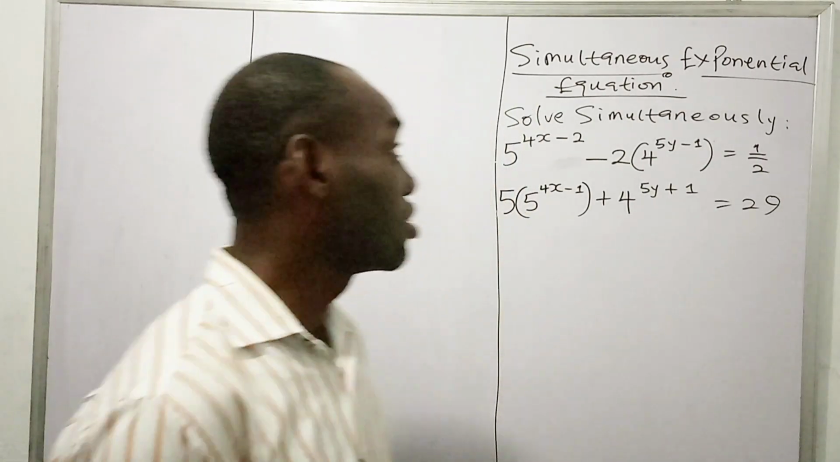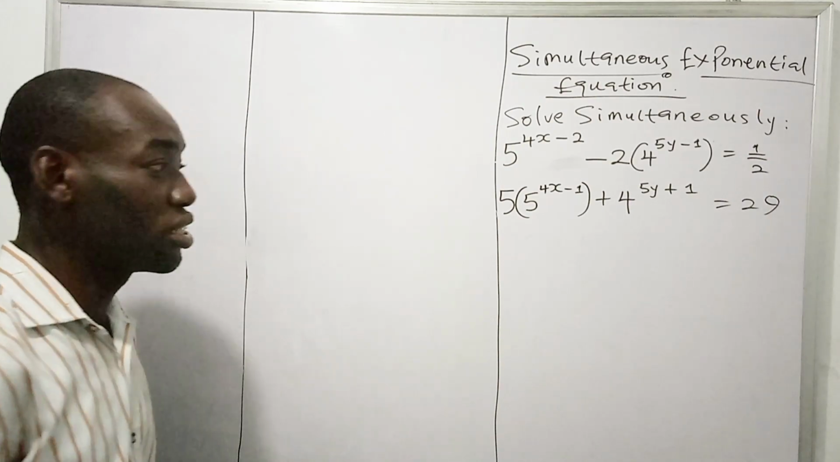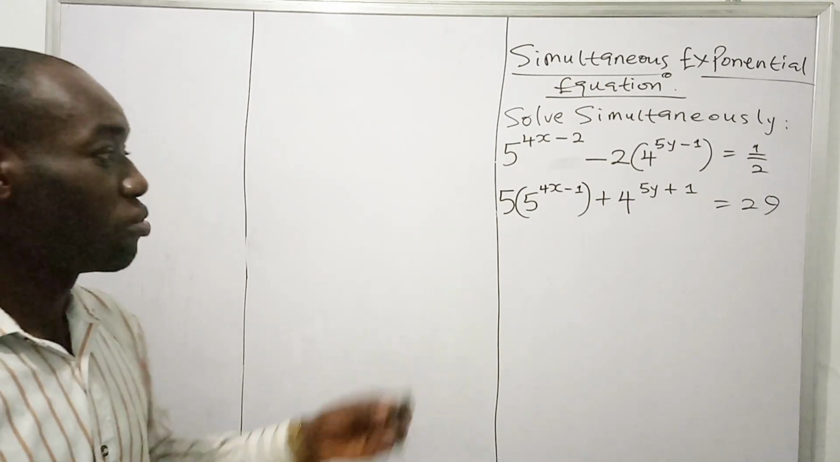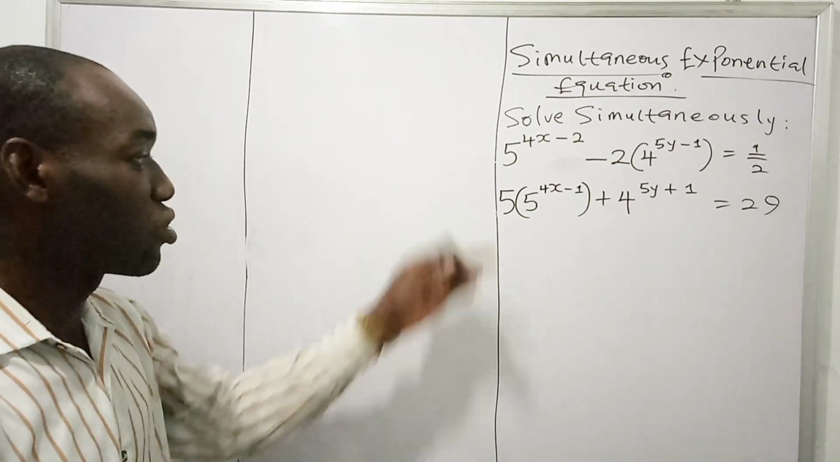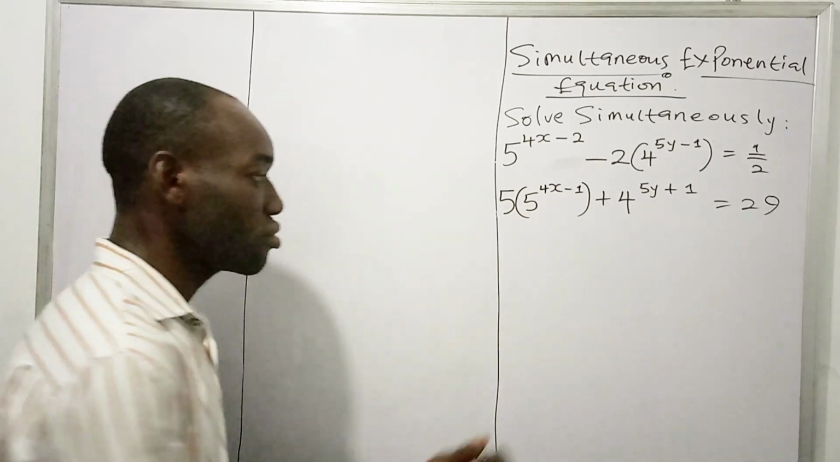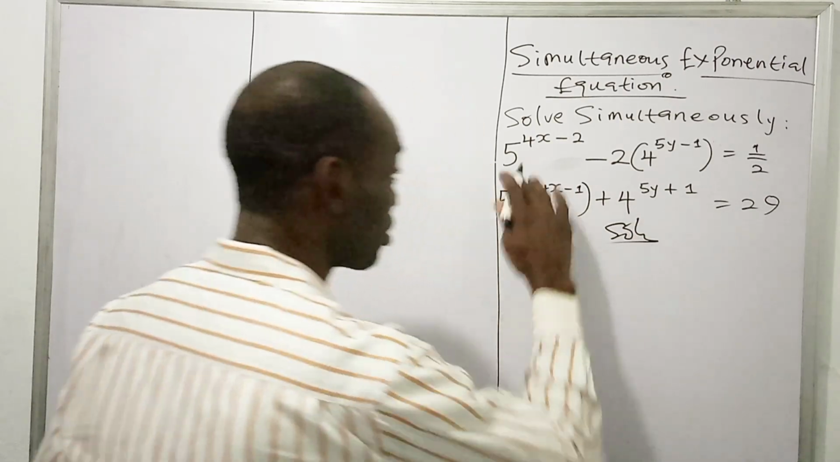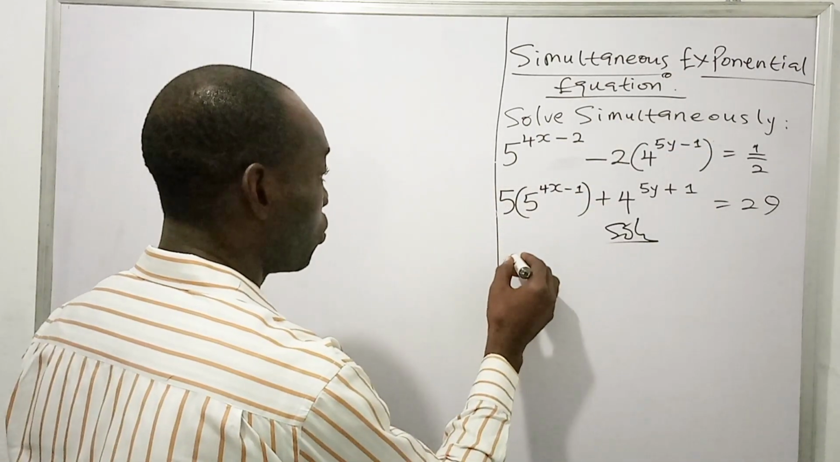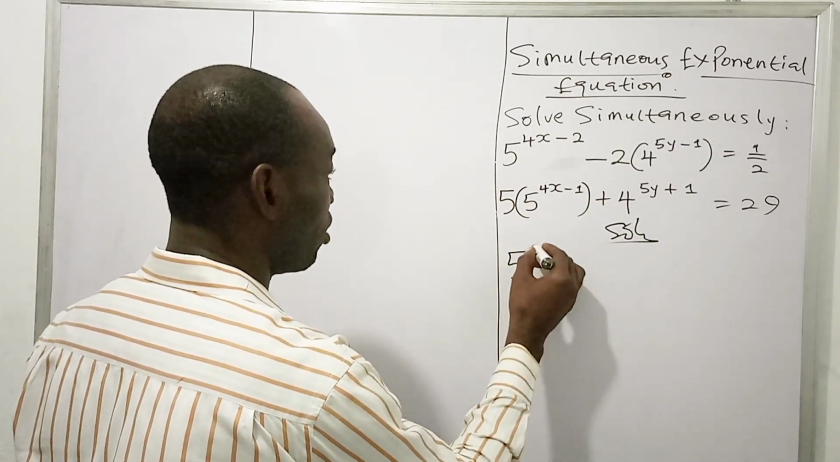Today, we'll be looking at simultaneous exponential equations, and we have one interesting question there. We are asked to solve these equations simultaneously. So quickly, without wasting time, from the first equation we have there, we have 5 to the power 4x.